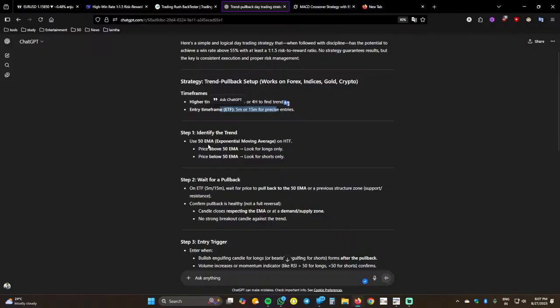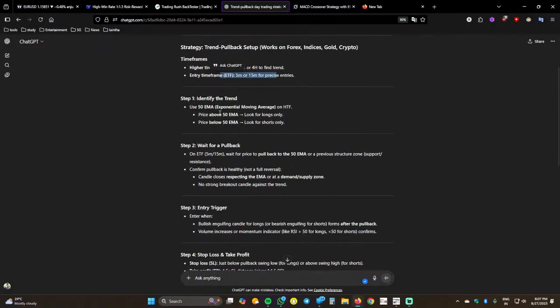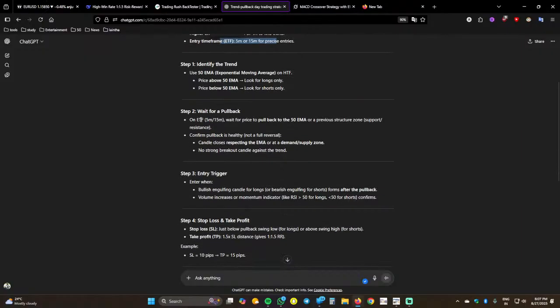So it asked me to identify the trend using the 50 EMA, and price should always be above the 50 EMA for longs, below it for shorts. It asked me to wait for a pullback on the 5 and 15 minute time frame near the previous support and resistance. Confirm the pullback is healthy, not a full reversal. I don't know how to confirm this. This is never successful. Candle closes respecting the EMA or at a demand or supply zone.